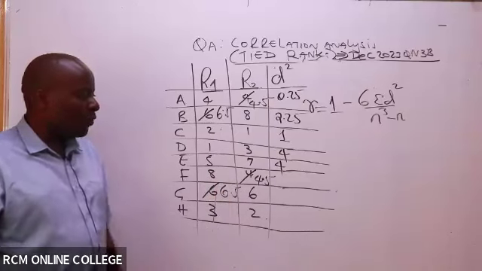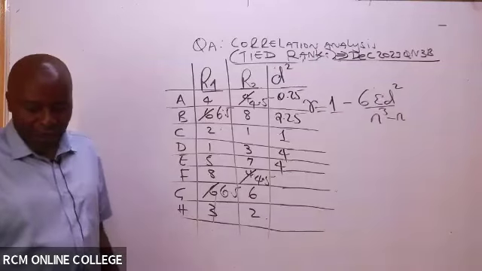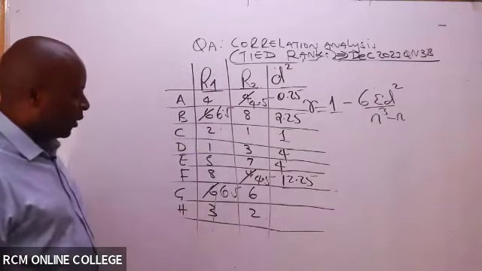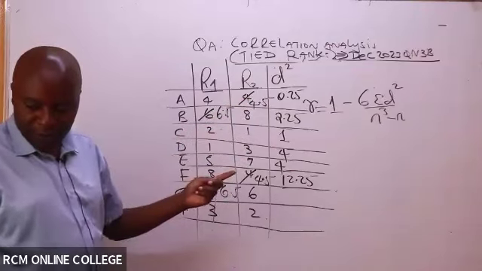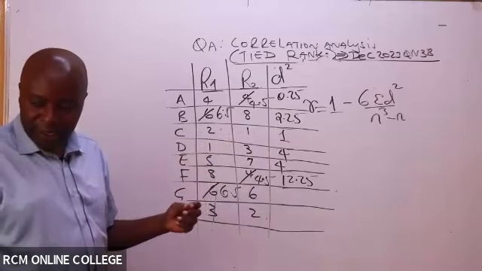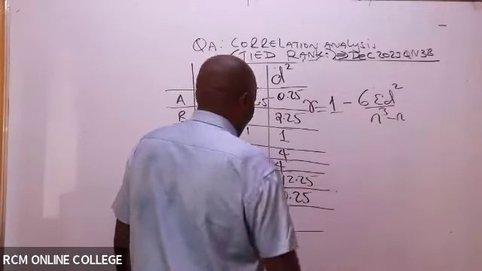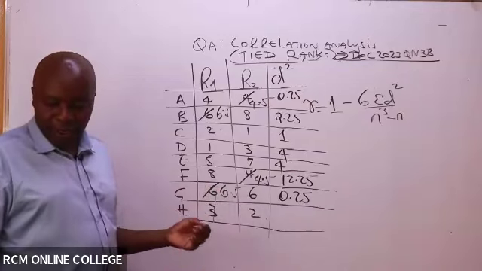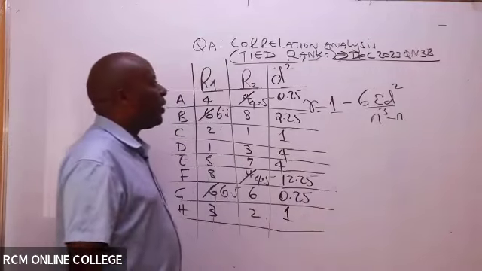How about this one, my friends? 8 minus 4.5. Whatever I get, I square. Thank you so much. 12.25. And then we have 6.5 minus 6. That I think will be 0.25, if I'm not wrong. But I would want to get that answer from you guys. So we have here 0.25, right? And then lastly, we have 3 minus 2, which is 1. 1 squared is 1.